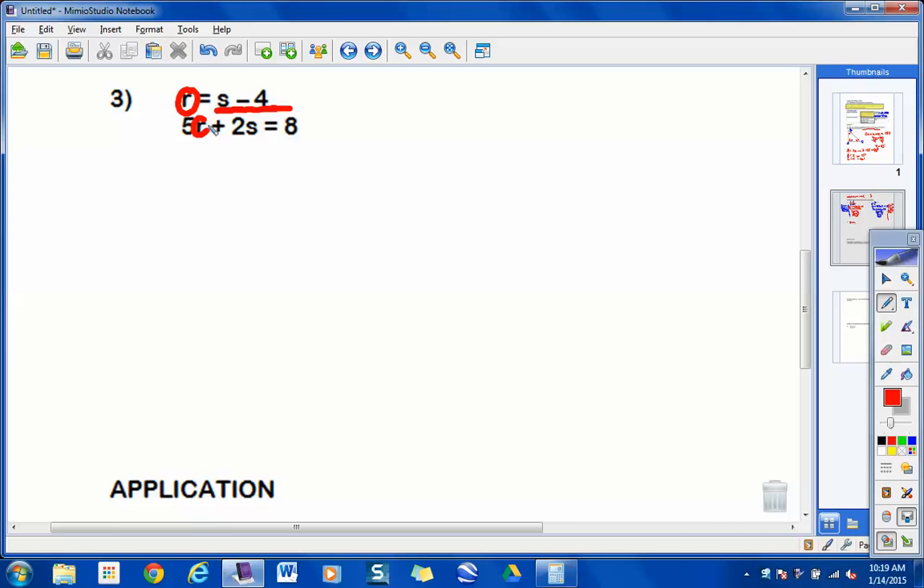Okay. So help me out here, kiddos. How am I going to rewrite my second equation? 5, and then put in parentheses S minus 4 plus 2S equals 8. Okay, would you guys agree right here? This R right here that I circled in the bottom equation got replaced with what? S minus 4. Now this time we kind of substituted a binomial in there.